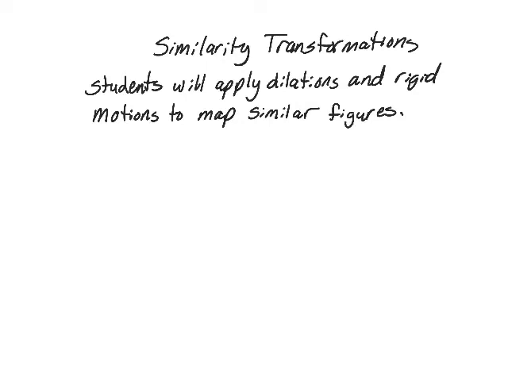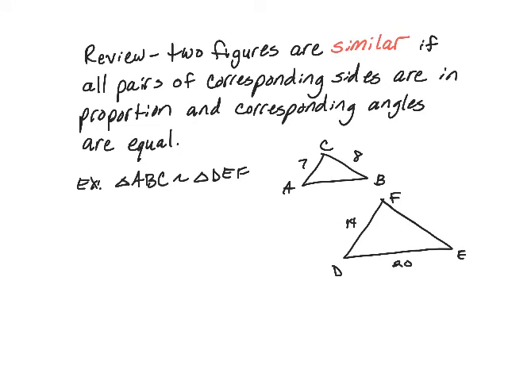In this lesson, students are going to apply dilations and rigid motions to map similar figures one to the other. And we're going to start out just reviewing a little bit the concept of similarities. Two figures are similar if all pairs of corresponding sides are in proportion and the corresponding angles are equal. So we've been using that throughout this unit to set up proportions, to solve for missing sides. And then we know that corresponding angles have to be equal so the similar figures will keep the same shape.